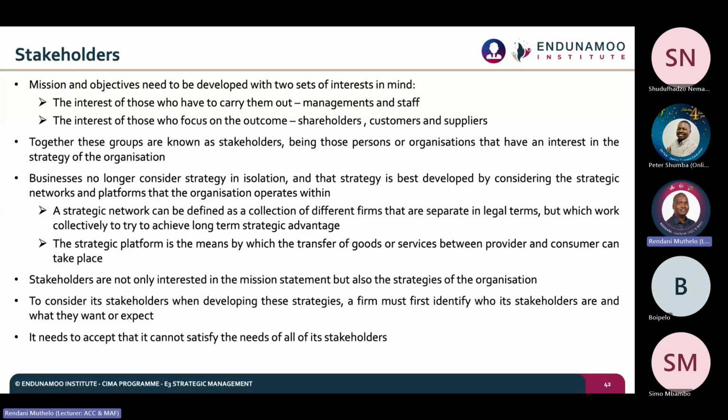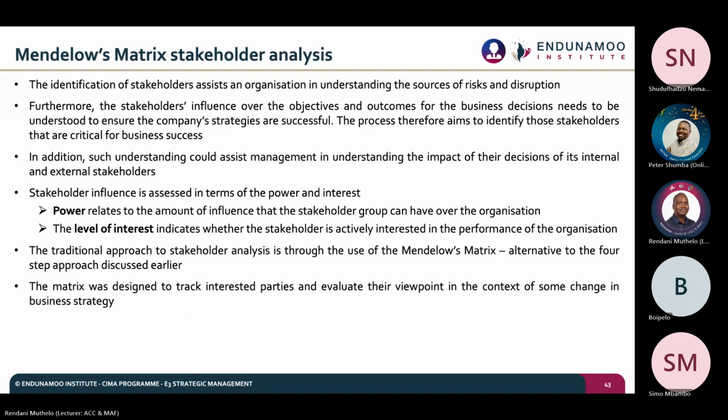But even if I identify them, and I identify 10, and for big organizations it might be a lot more, I will need to accept that I cannot please them all. I can't satisfy all their needs. So what do I do then? I have to have strategies to manage them.